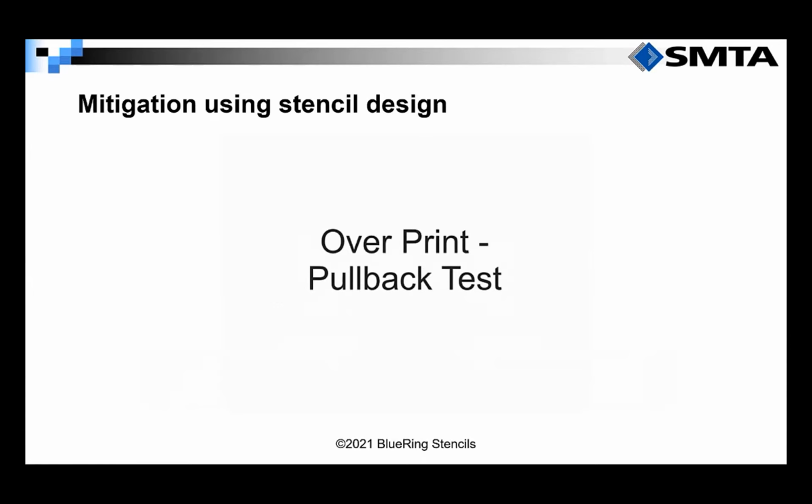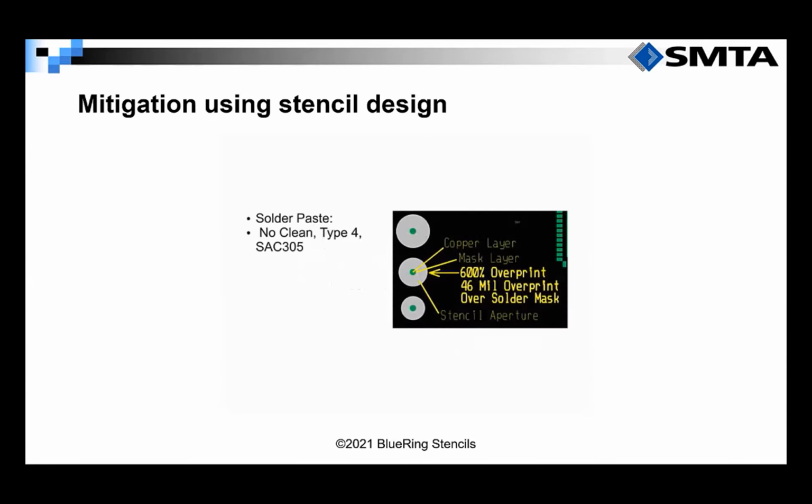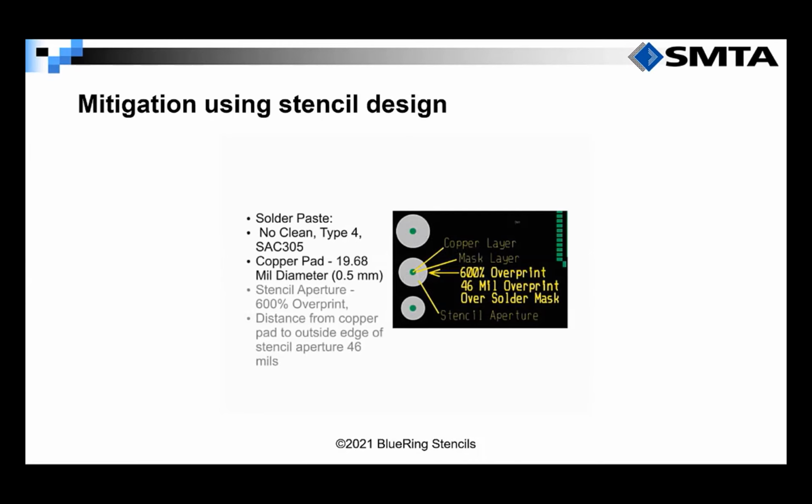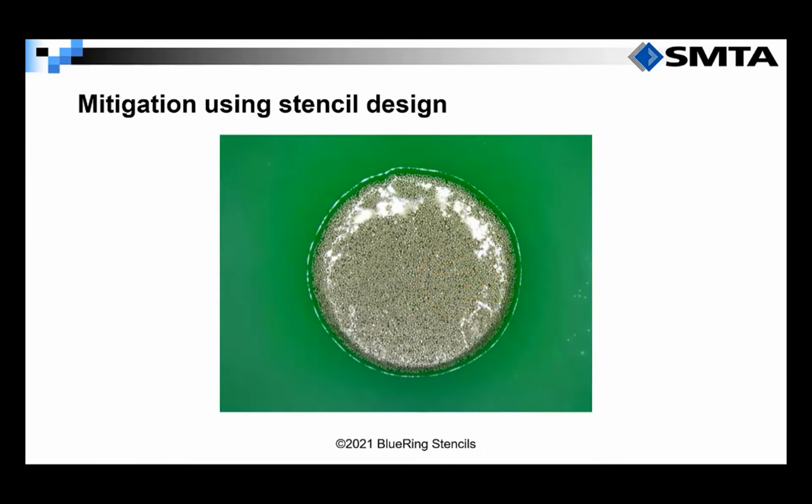We use a no-clean Type 4 SAC 305 solder paste. We overprinted the copper land pad 600%, and the overprint aperture is 118 mils in diameter. The copper land pad is 19.68 mils or 0.5 millimeters, and we overprinted onto the solder mask 46 mils.